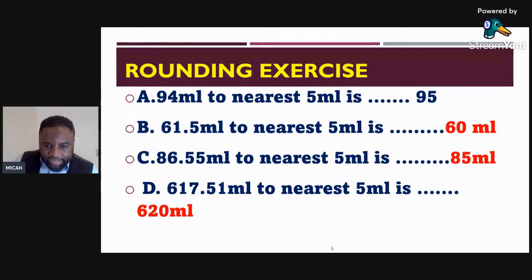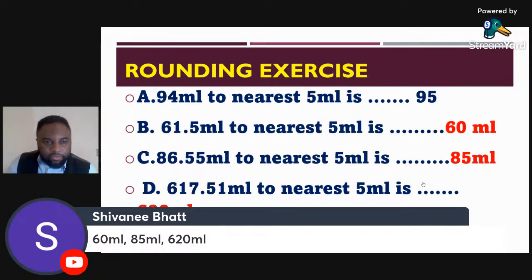Okay, so let's look at the answers. The correct answers are 60, 85, and 620. Those are the correct answers. Hello, Shivani. Shivani got all of them right. I'm quite happy with this. 60 mil for B, 85 for C, and 620 mil for the last one.